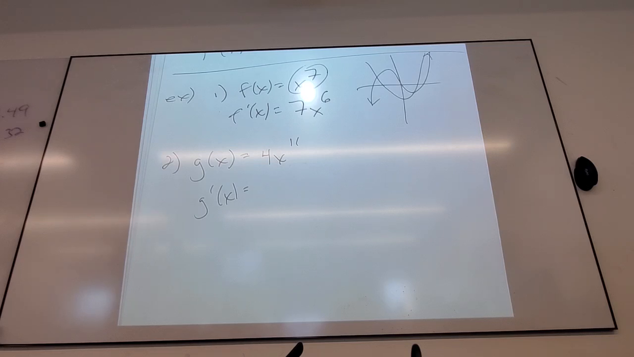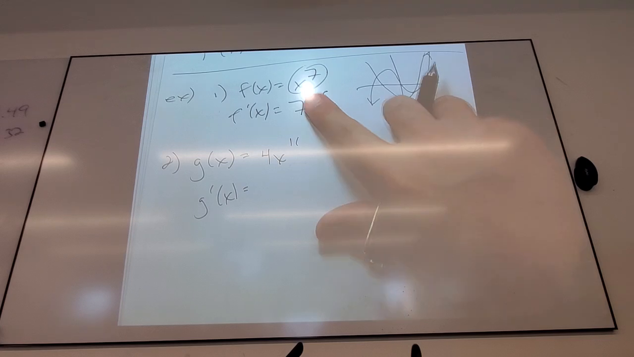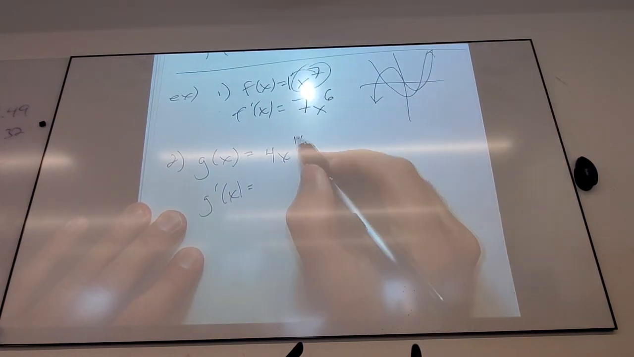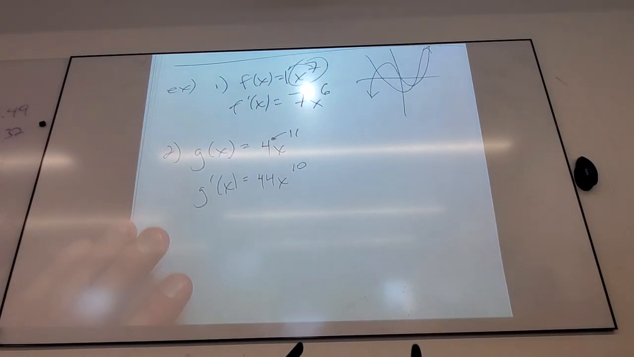The 11 comes down, and it's raised to the what power? If there's already a number out front, and to be honest, we just did that. What's in front of x to the 7th? 1. And didn't we multiply 7 times 1? Okay, so what's this guy's derivative? 44x. Okay, I like it.